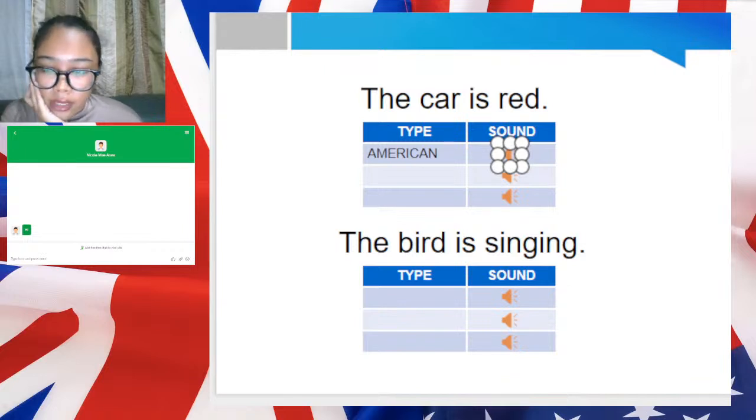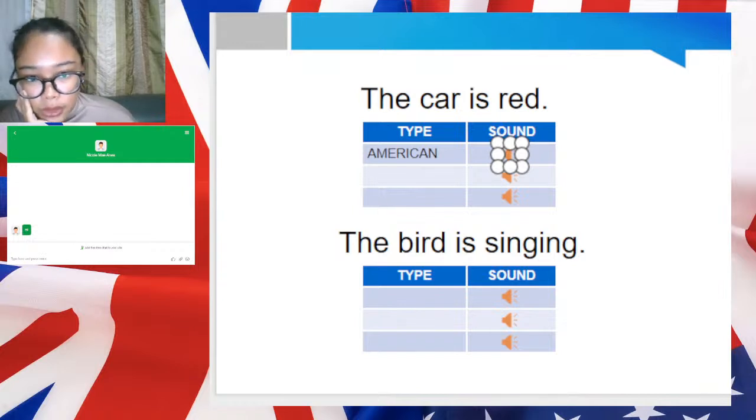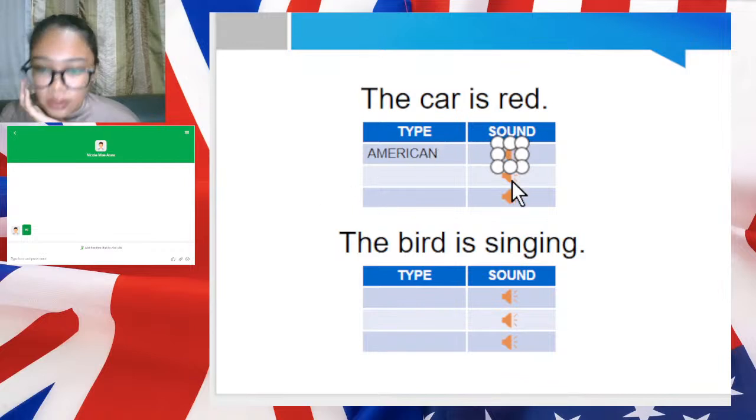Yes, the letter R sound is really clear in here. So when we say that the letter R sound is clear, then it's usually American because it's rhotic. Let's have the second one. Let's identify the second one.